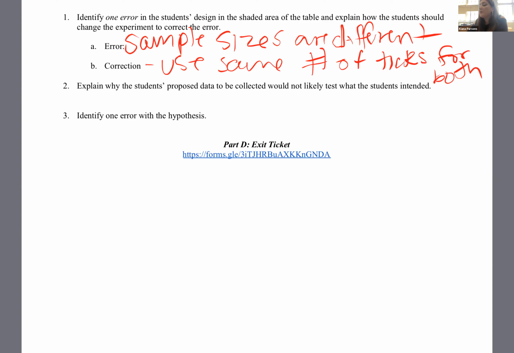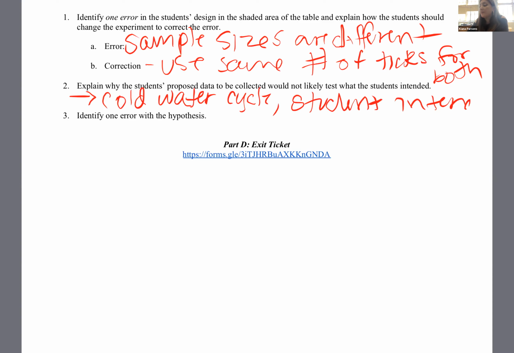Explain why the students' proposed data to be collected would not likely test what the students intended. So the data gathered would be for cold water ticks. The student intended to test if the ticks could survive in hot water.